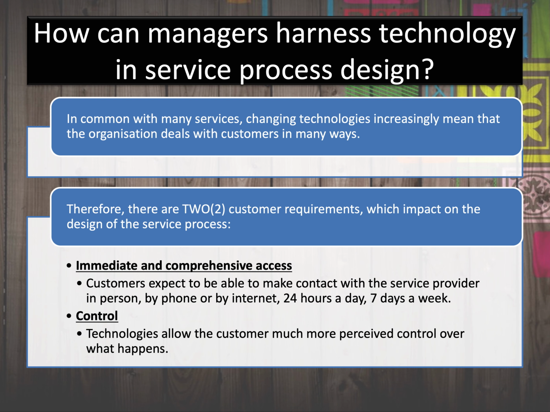Remember, in the era of technology, the customer always wants things 24/7. The customer expects to be able to make contact with the service provider in person, by phone or by internet 24 hours a day, 7 days a week. That will be the first thing. Second thing is about control. Whenever we give the technology to the customer, the customer now has much more perceived control over what happens. They can click on anything that they like, at the same time they can do anything that they like. This means the control is given to the customer.